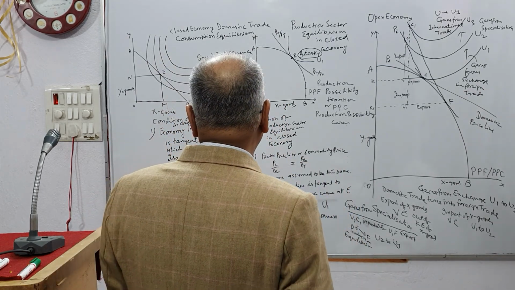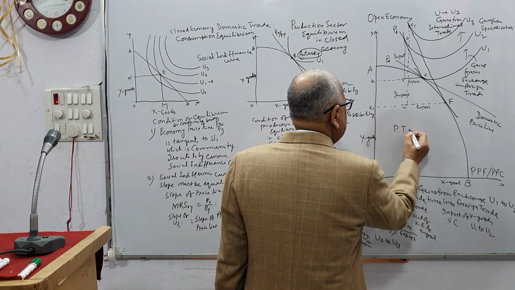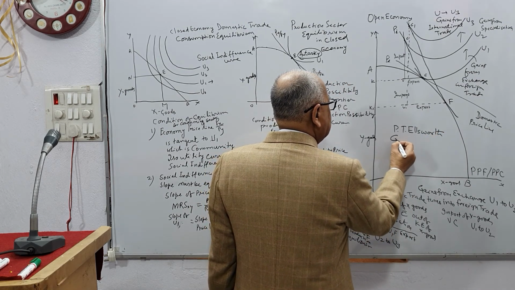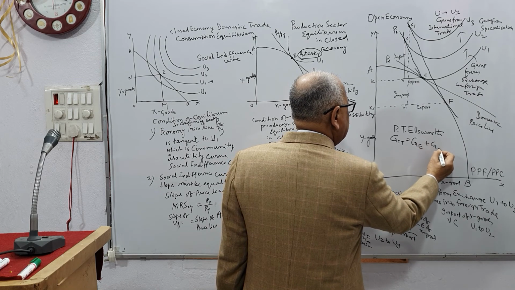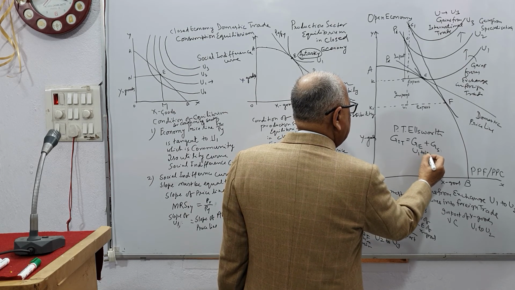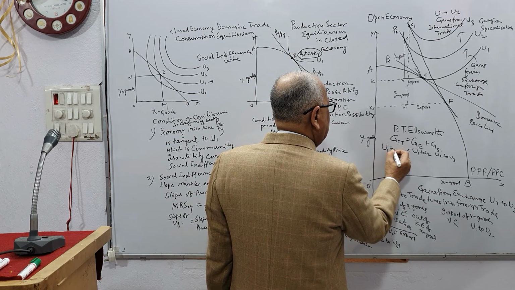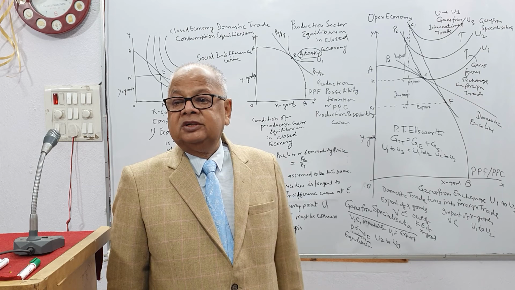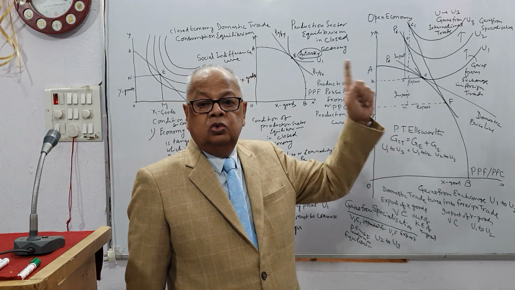This is written by P.T. Ellsworth, that gains from international trade is equal to gains from exchange plus gains from specialization. From the indifference curve of the country U1 to U2, U2 to U3, and what is the total? The country will shift from U1 to U3. It is also said that international trade is preferred. Why? Because the whole country will move from U1 to U3.